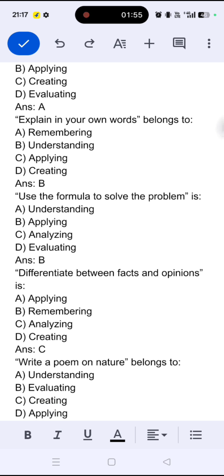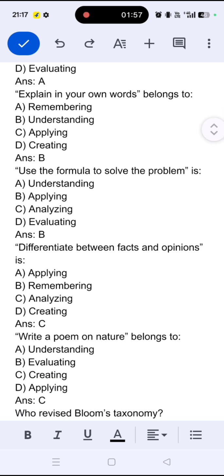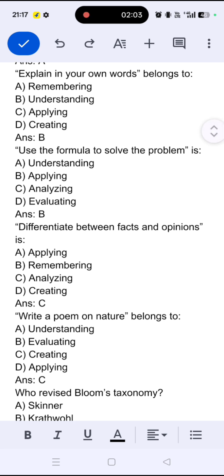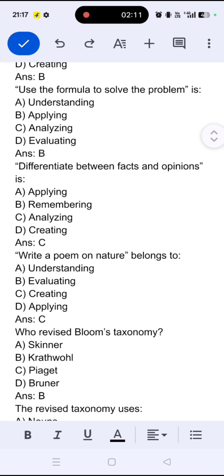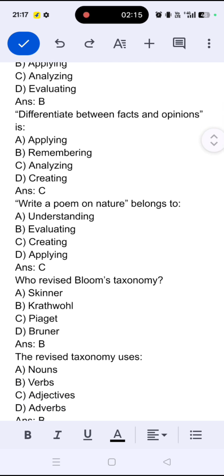Explain in your own words belongs to option A remembering, B understanding, C applying, D creating. So B is the correct, understanding. Use the formula to solve the problem is option A understanding, B applying, C analyzing, and D evaluating. So B option is the correct, applying.